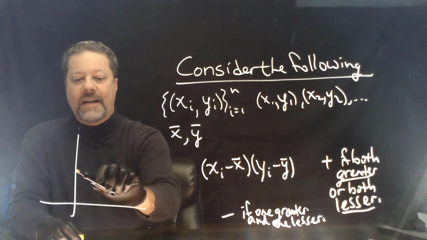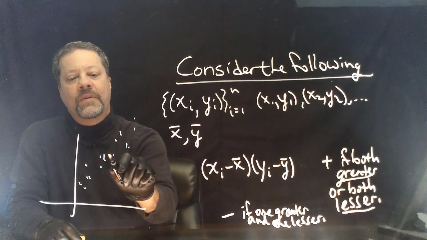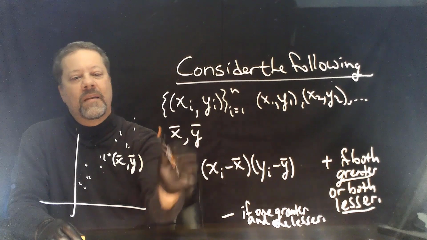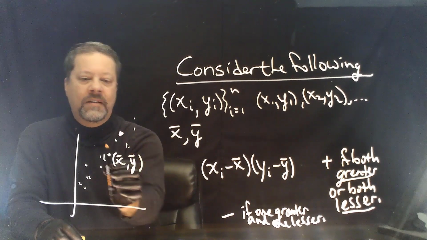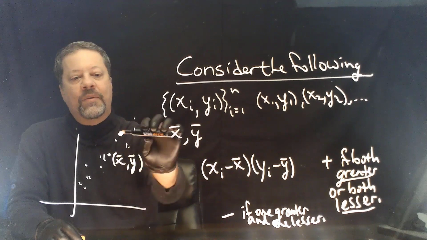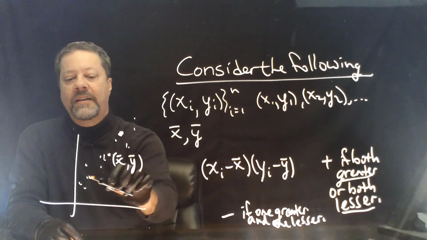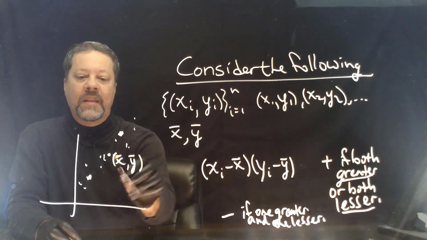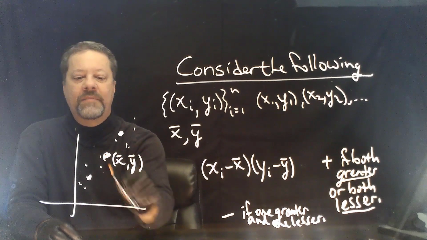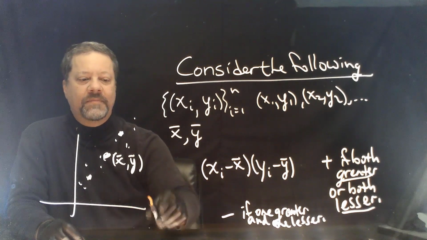Thinking about our scatter plot, suppose we have a scatter plot of points. It goes something like this. We'll have some mean point, x bar, y bar. If you choose a point over here, the x coordinate of this point will be bigger than x bar, and the y coordinate will be bigger than y bar. And so you'll get a positive. Consider a point over here. The x coordinate will be less, and the y coordinate will be less than the mean, and therefore this too will yield a positive product.